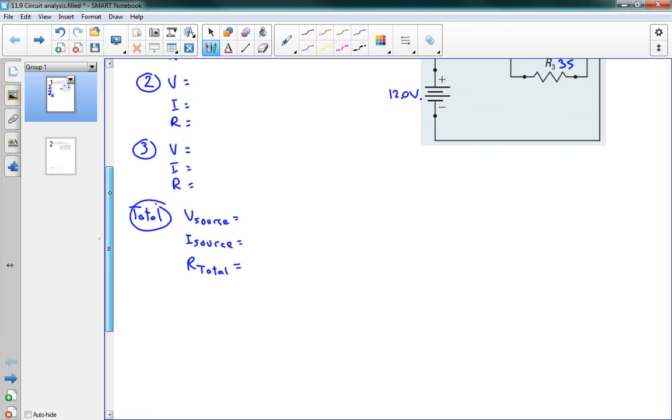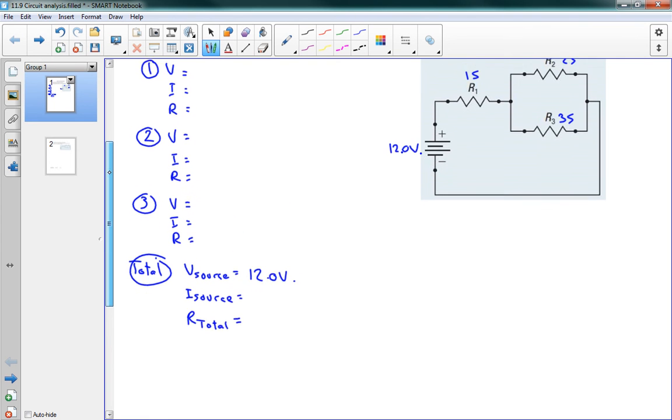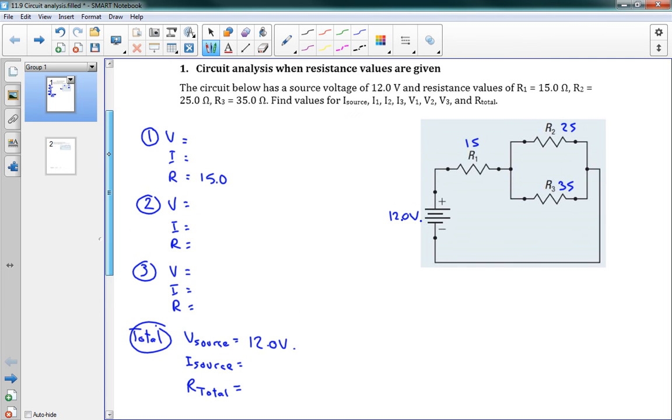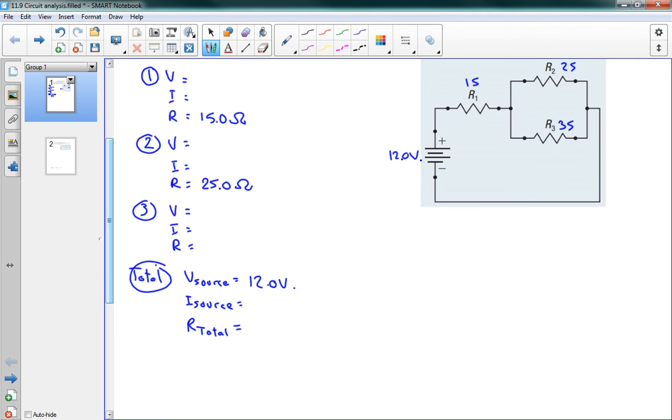So now I can fill in some blanks here. The source voltage is 12.0 volts, and we were told R1, R2, R3, so R1 is 15.0. Yeah, we've got 3 sig figs on all of these. 15.0 ohms, we've got 25.0 here, and we have 35.0 here.